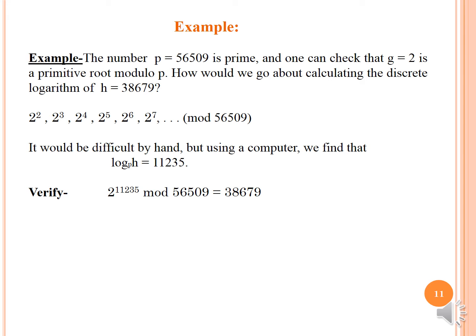That log h to the base 2 is equal to 11,235. So you can verify it by taking the power: 2 power 11,235 mod 56,509 equal to 38,679. So it will give the same value as h.